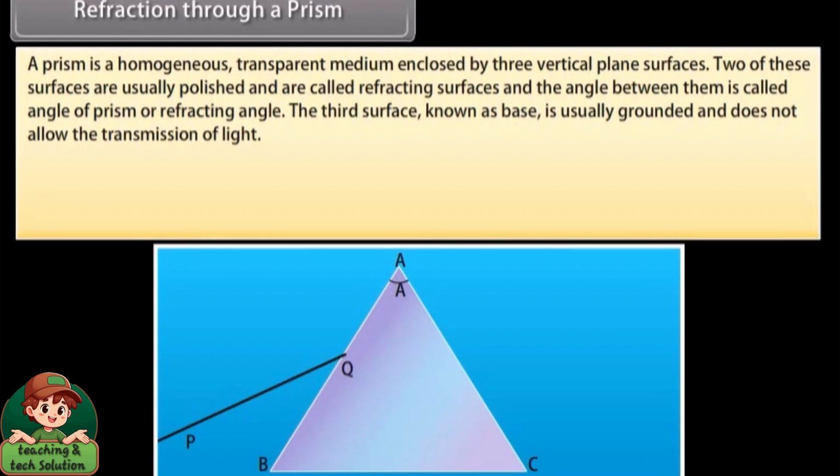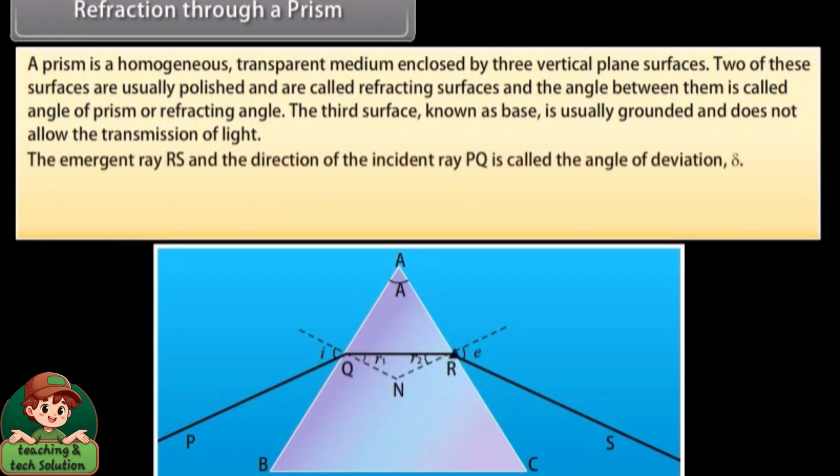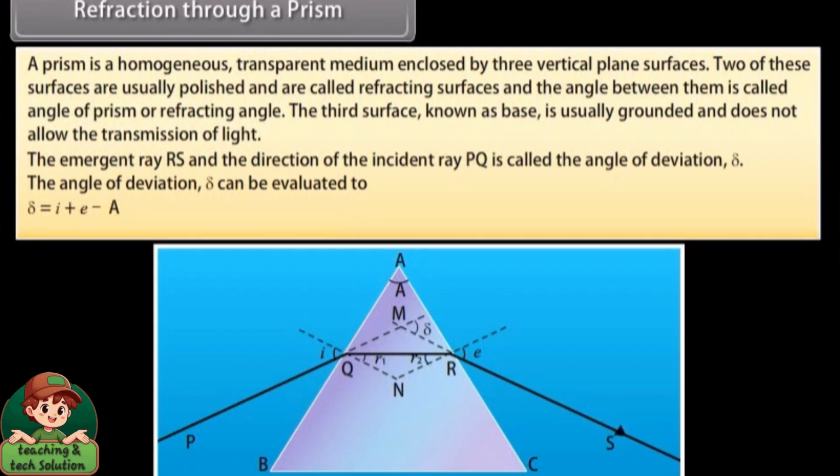At surface AB, when the ray enters the glass at angle of incidence i, it bends towards the normal at Q at angle of refraction r1 and strikes the surface AC at R. The angle of incidence at surface AC is r2 and the ray emerges into air, making an angle e with the normal at R. The angle between the emergent ray RS and the direction of the incident ray PQ is called the angle of deviation delta. The angle of deviation delta can be evaluated as delta is equal to i plus e minus A.